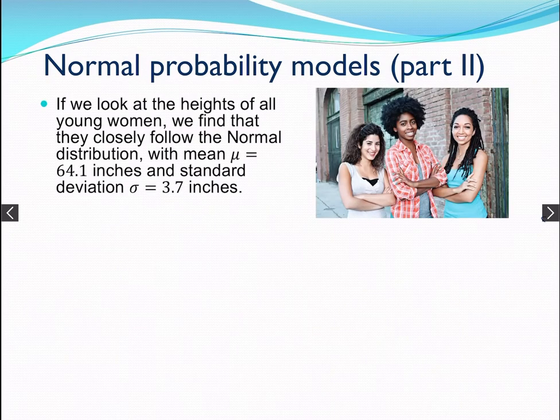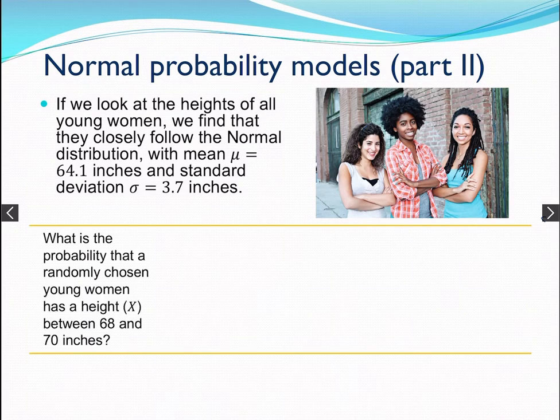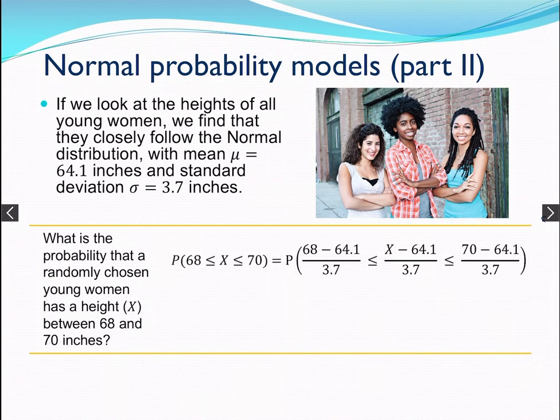So if we look at the heights of all young women, we find that they closely follow the normal distribution. This makes sense. Height is something that occurs naturally, so it would fit a normal distribution. We've got a mean of 64.1 inches and a standard deviation of 3.7 inches. So what is the probability that a randomly chosen young woman has a height between 68 and 70 inches? Well, we're going to have to use our z-scores, I believe, right? So we want to find the probability between 68 and 70.